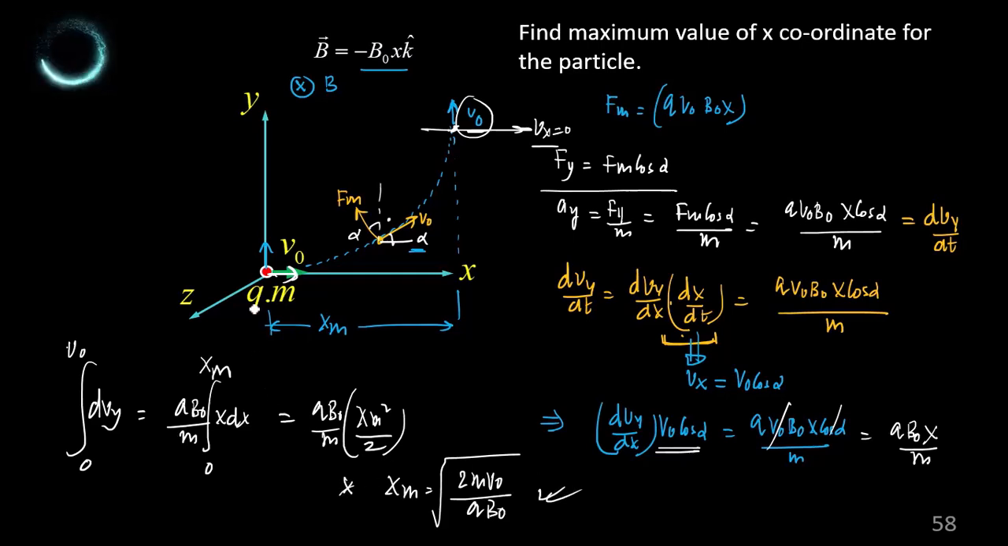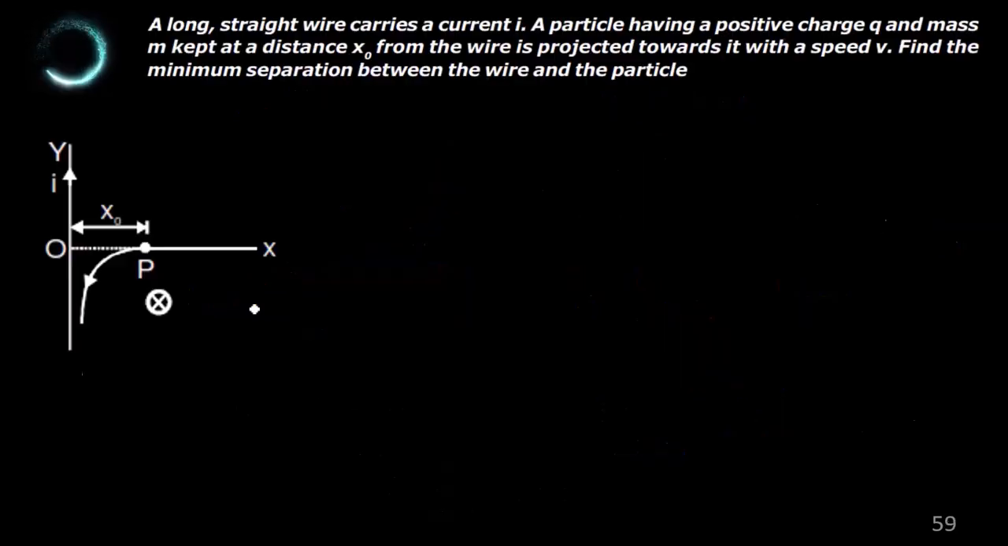So this is how you have to approach this problem. Every time this type of situation comes, try to calculate the velocity along x and y separately and analyze the problem, how the problem is given and what conditions you have to use. Moving on to the next situation.